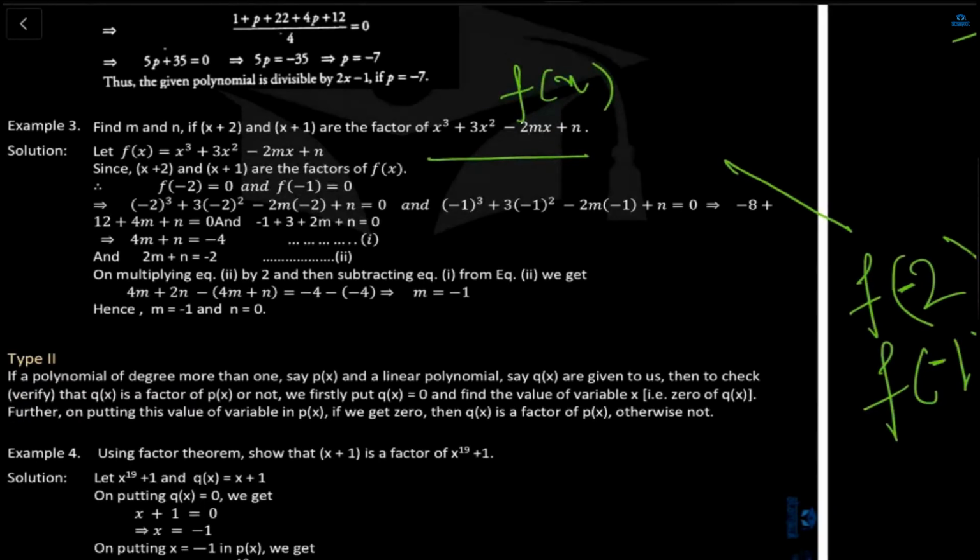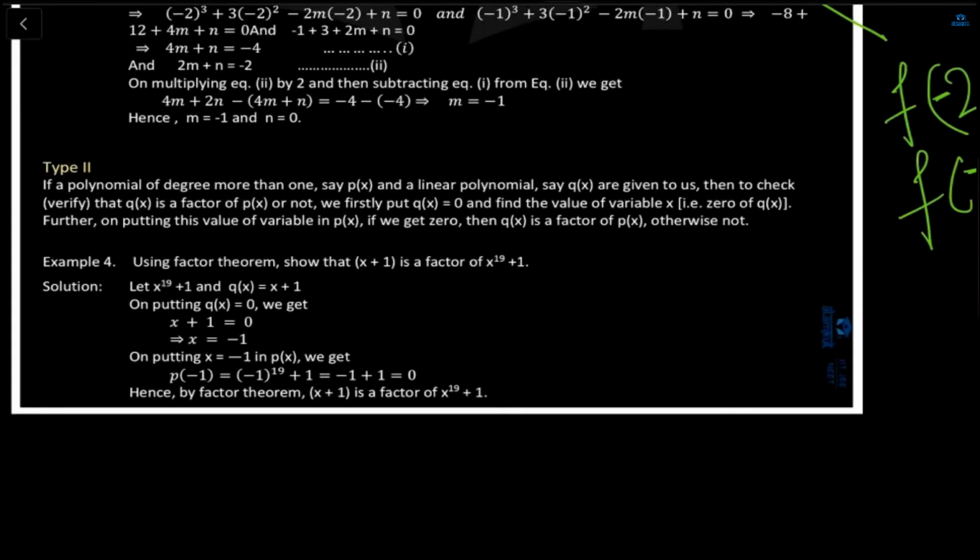Okay. Now, type second. What is type second? That you need to check whether the particular polynomial is a factor or not. Okay, this type of question can come. Now, if you see example number 4, using factor theorem, show that x plus 1 is a factor of x to the power 19 plus 1. Okay, it is not given that this is a factor. You need to check whether this is a factor or not. And this is very easy. How can you check that a given polynomial is a factor or not?